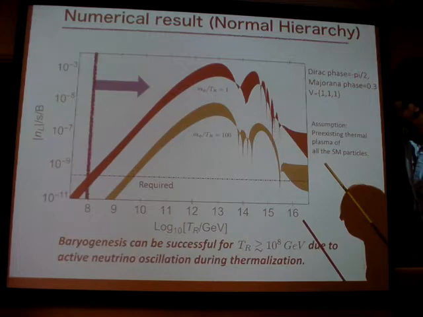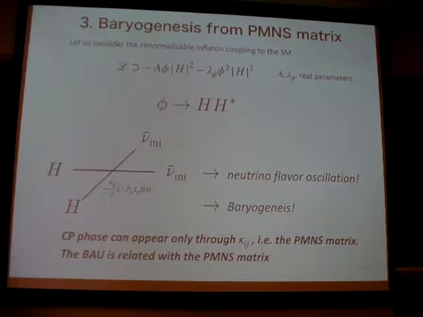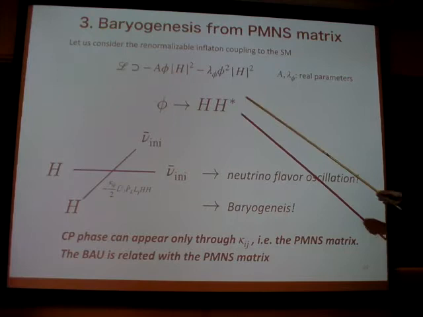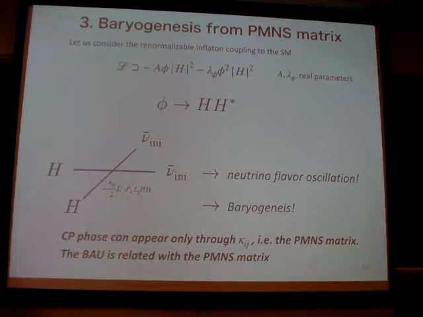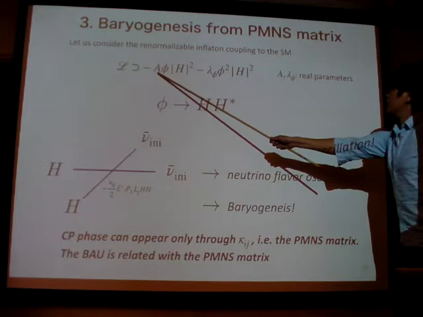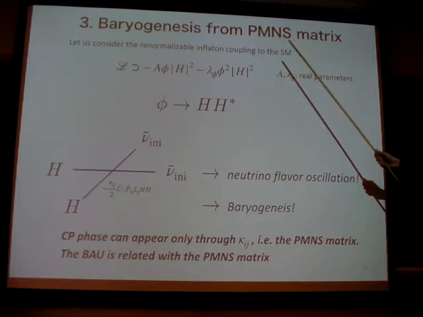In fact, our scenario depends on the initial condition of the neutrino, or how the inflaton decays to the standard model. So it depends on the coupling between the inflaton and the standard model particles. To be concrete, let's consider the simple possibility that the inflaton dominantly decays to the standard model via renormalizable coupling. Then the dominant Lagrangian becomes like this: phi H dagger H and phi phi H dagger H. This is due to renormalizability and gauge symmetry. I want to note that the couplings A and lambda phi are real parameters. This is because the Lagrangian should be real and the inflaton field is a real scalar field.